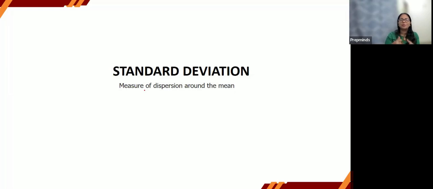It is the measure of the dispersion of the set of numbers around the mean, right? That means how much each number is away from the mean, right? How each number in the set is away from the mean.